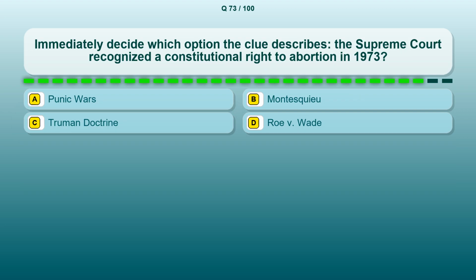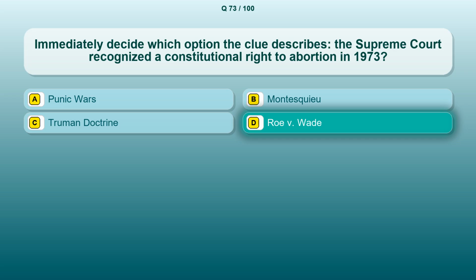Question 73. Immediately decide which option. The clue describes the Supreme Court recognized a constitutional right to abortion in 1973. Option A, Punic Wars. Option B, Montesquieu. Option C, Truman Doctrine. Option D, Roe v. Wade.